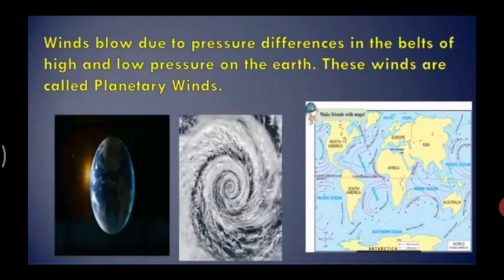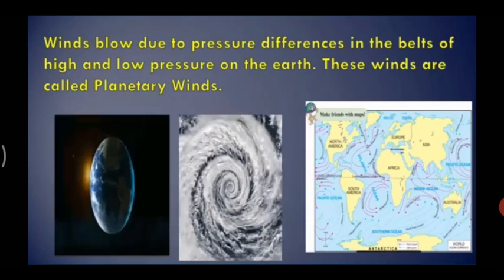Now see, winds blow due to the pressure difference in these belts. So these winds are called planetary winds. These winds move over the oceanic water in the form of currents. These currents are called warm currents or cold currents. Warm currents move towards the cold regions, and cold currents move towards the warm regions.